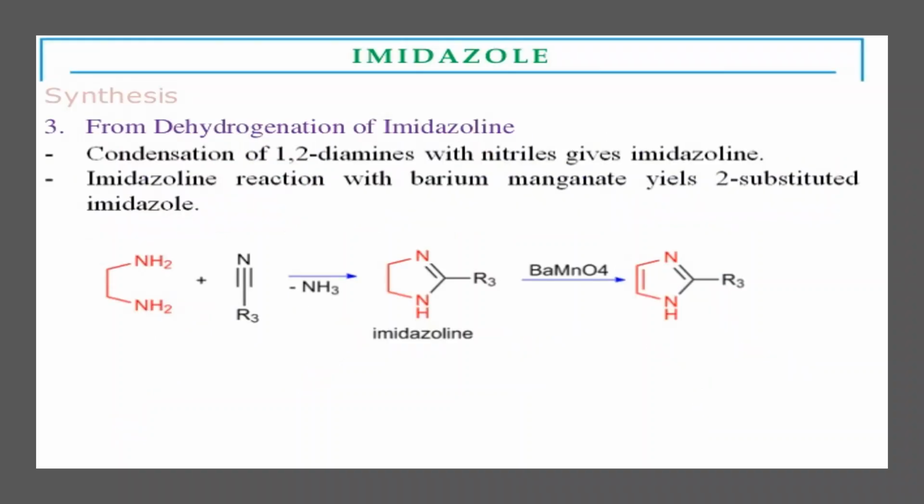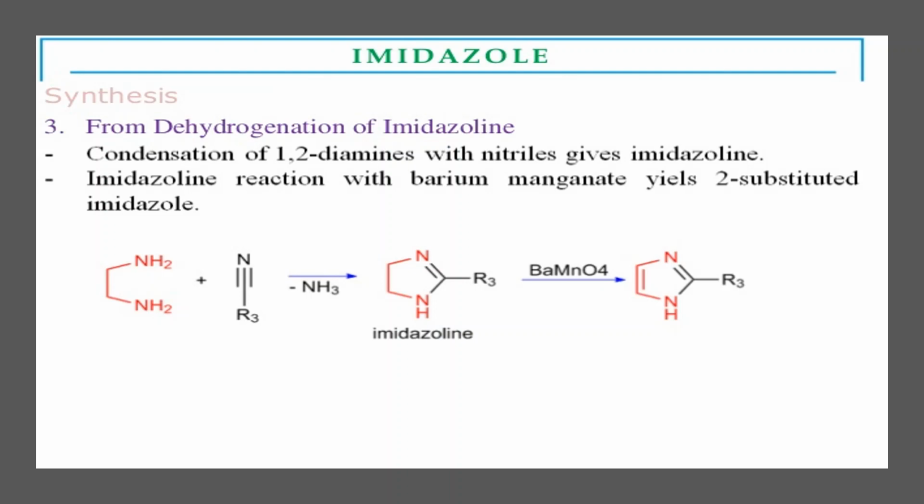Now the third is dehydrogenation of imidazoline. How do you prepare an imidazole? You take a 1,2-diamine, that is ethylene diamine, and treat it with a nitrile, RCN, any alkyl cyanide or aryl cyanide, for example acetonitrile. It undergoes condensation with the loss of ammonia to give you an imidazoline.